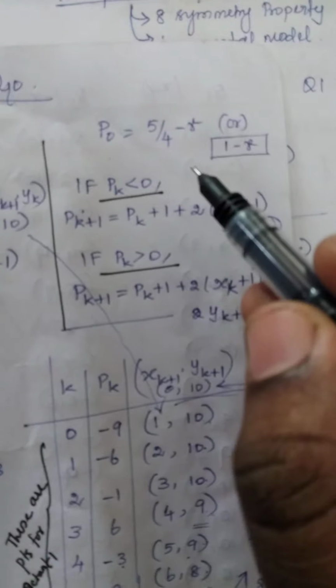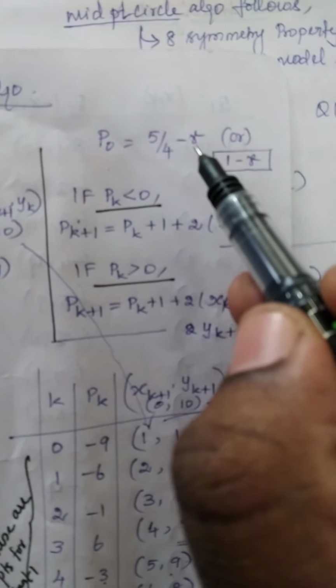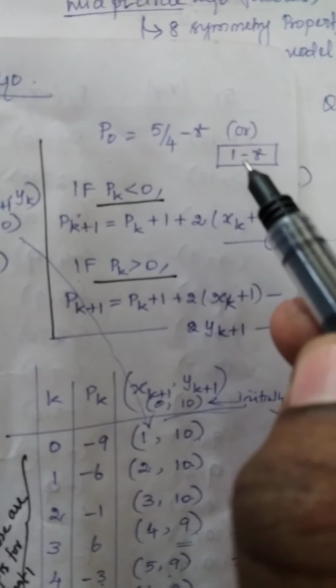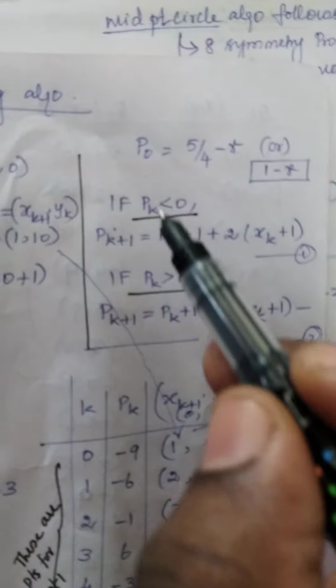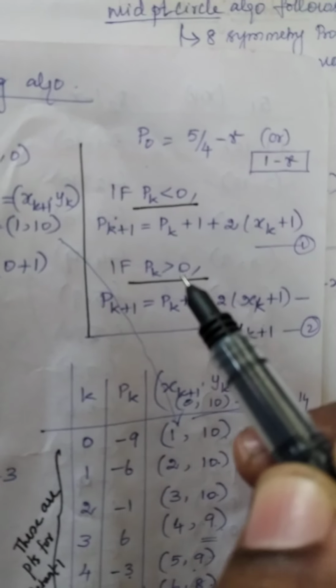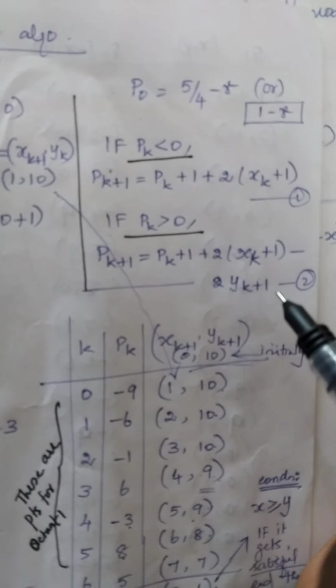We need to use these formulas. P naught equal to 5 by 4 minus r, which is approximately equal to 1. So we are considering P naught to be 1 minus r. If this pk value is less than 0, we need to apply this formula, and if pk value is greater than 0, we need to apply the second formula.